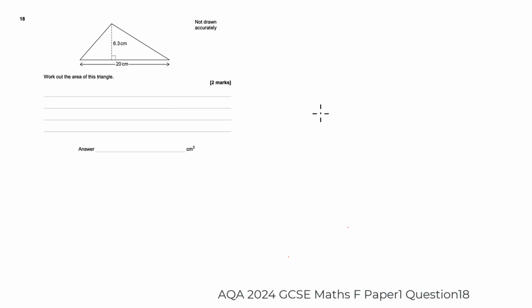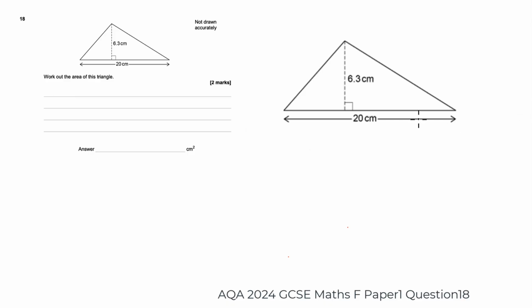Well, here we have question 18, and we're shown a triangle, and we're asked to work out the area of that triangle. So let's think about this. One of the ways we can do this is by using the triangle area formula, and that's a half of this base 20 times this height of 6.3. Half base times height.